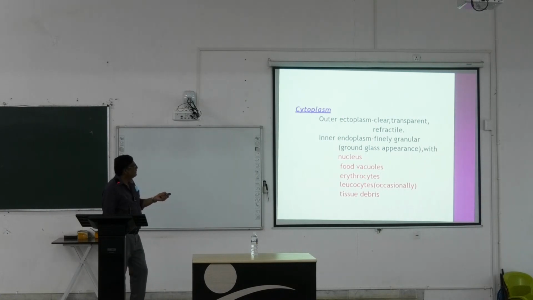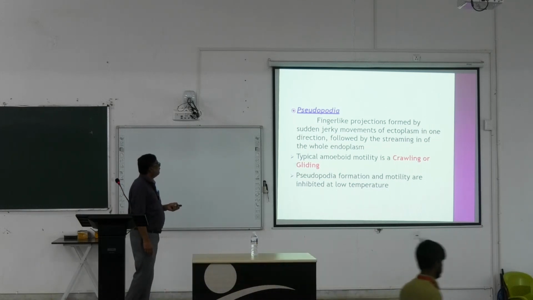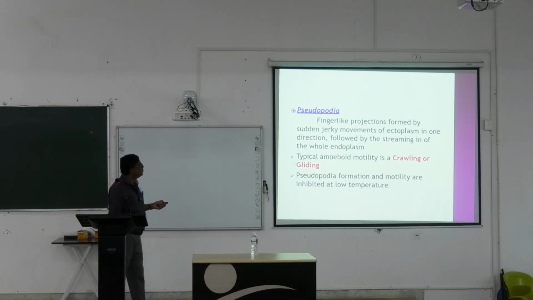The outer ectoplasm, I mentioned, is clear, transparent, refractile, and the inner endoplasm is finely granular, with a ground glass appearance, with nucleus, food vacuoles, and erythrocytes. This is classical: erythrocytes, and leukocytes occasionally, in tissue debris. Pseudopodes are finger-like projections formed by sudden jerky movements of ectoplasm in one direction, followed by streaming of the whole endoplasm. The movement is a gliding movement.